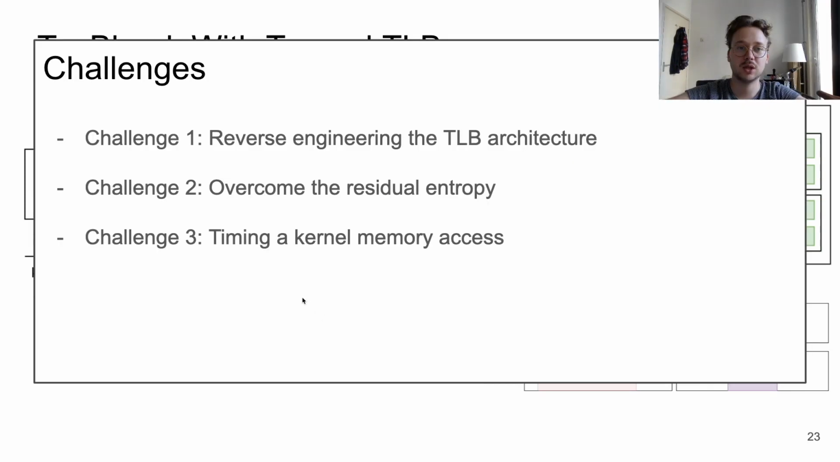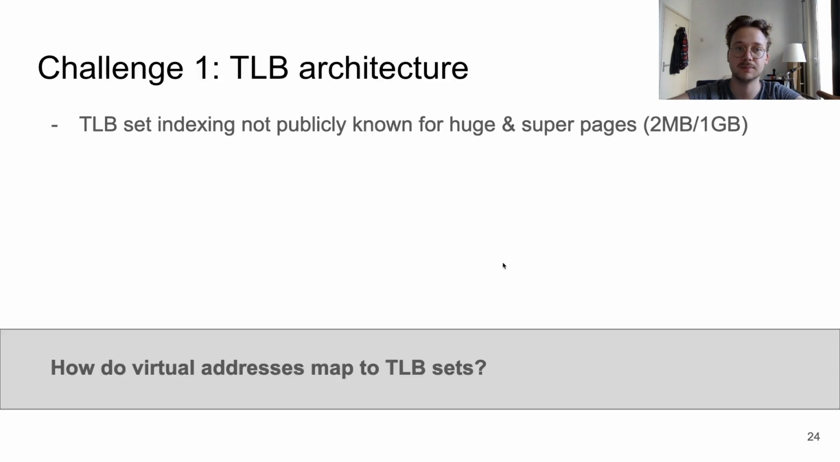Let's talk about the challenges. Challenge number 1, we need to reverse engineer the TLB architecture to find out more about how it works. Challenge number 2, we will figure out that TLB information is not enough, so we need to overcome the residual entropy. And challenge number 3, we need to find out how to time a kernel memory access reliably.